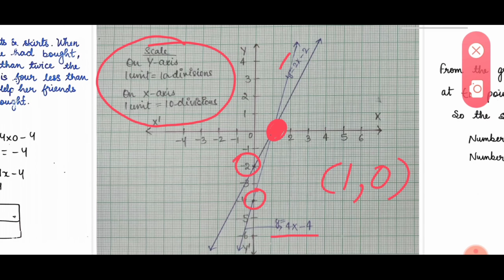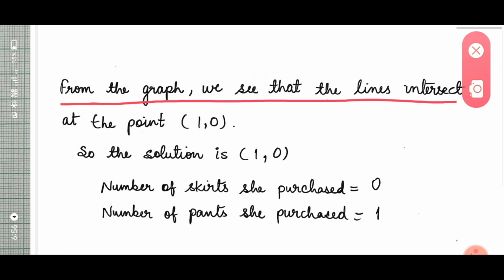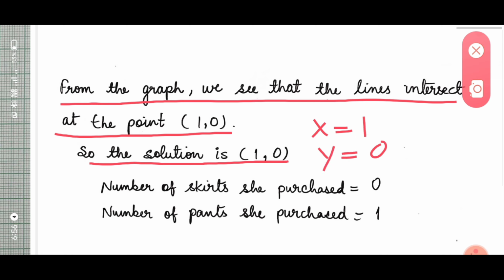Okay, now let us draw the conclusion for the question. From the graph we see that the lines intersect at the point 1, 0. Okay, you saw from the graph that the two lines intersected at 1, 0. So the solution is 1, 0. Here the value of x will be 1 and the value of y will be 0, right?